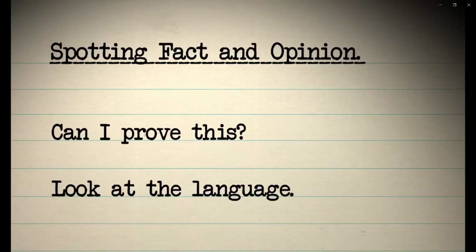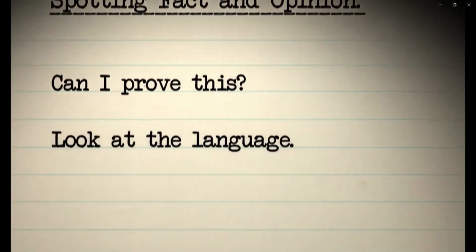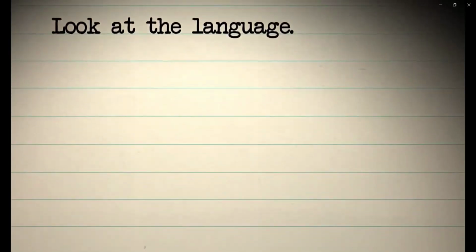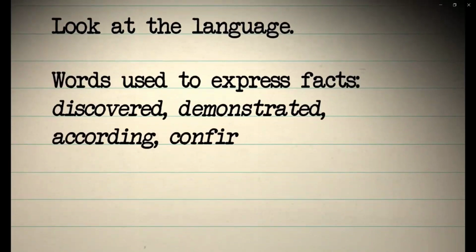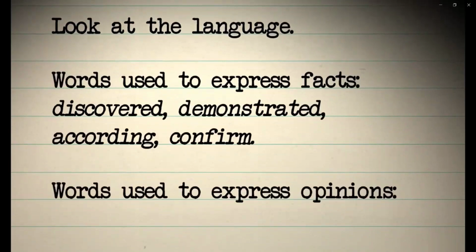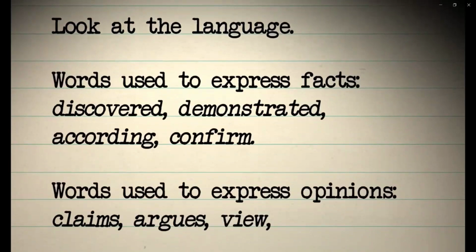Sometimes the writer uses words that give you clues as to whether their statements are facts or opinions. Examples of words used to express facts are discovered, demonstrated, according to, confirm. Examples of words used to express opinion are claims, argues, a view, suspects.